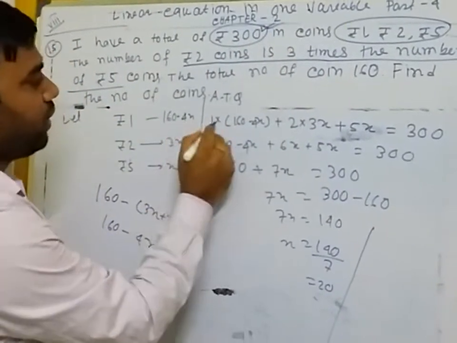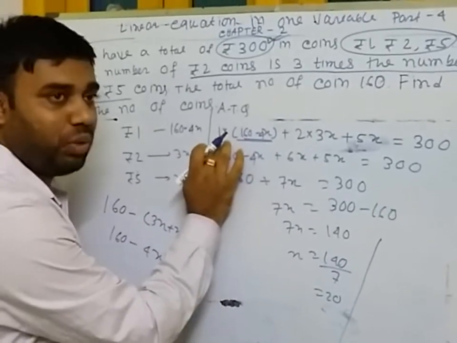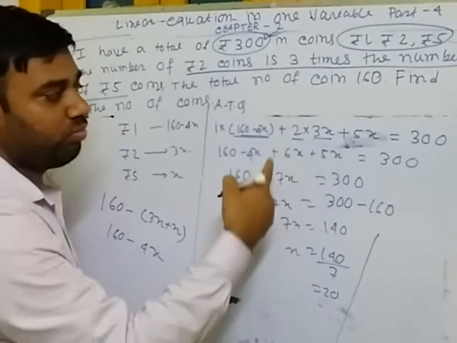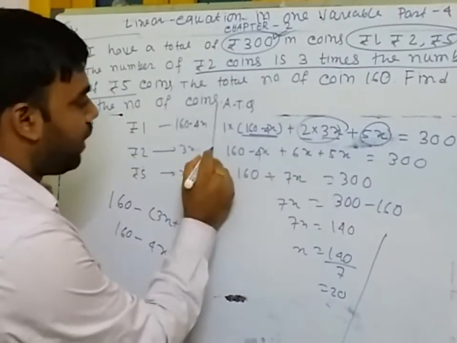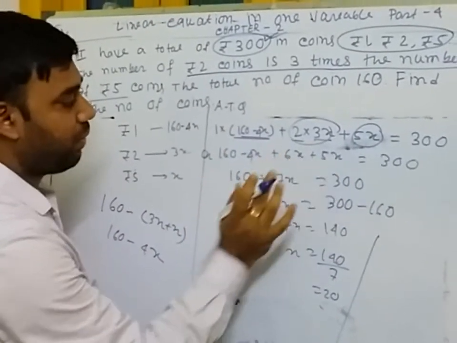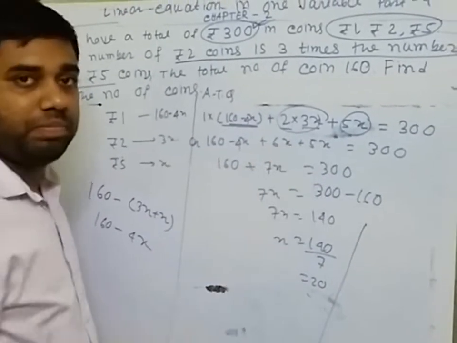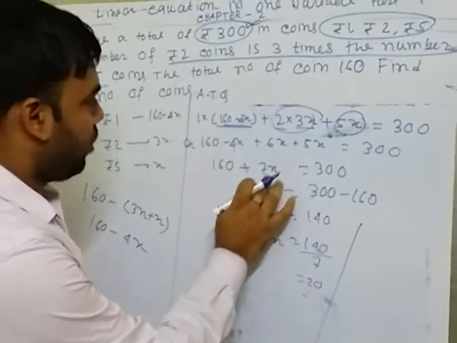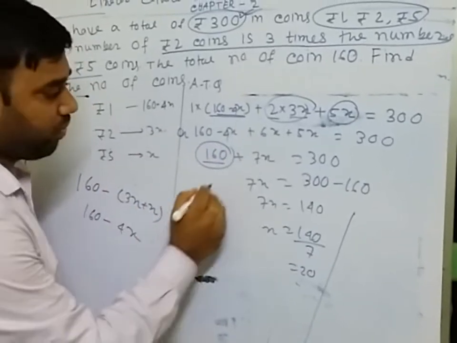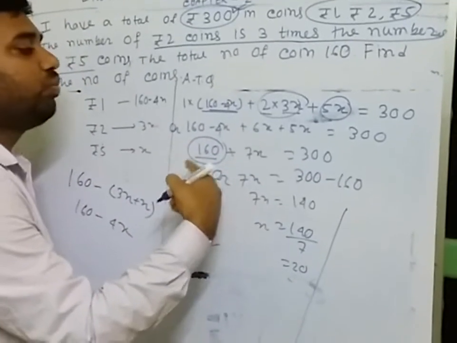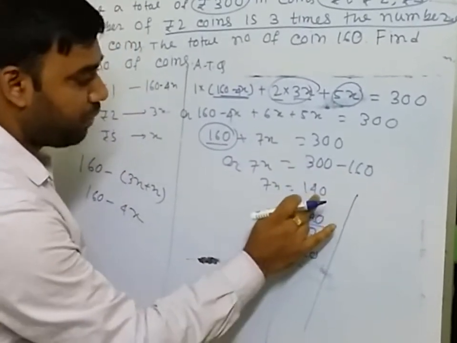According to the question, the number of rupees 1 coins, 160 minus 4x, multiplied by 1 is the amount. 3x into 2, and 5 into x is 5x. So 160 minus 4x plus 6x plus 5x. Minus 4x plus 6x plus 5x, that is 6 plus 5, 11, 11 minus 4 is 7x. Here on this side 160 is positive, so if it moves to the other side it will be negative. 300 minus 160 is 140.